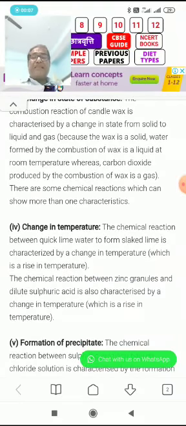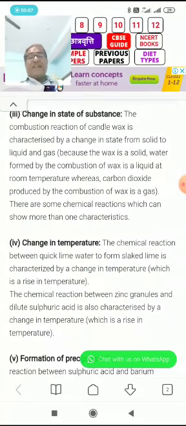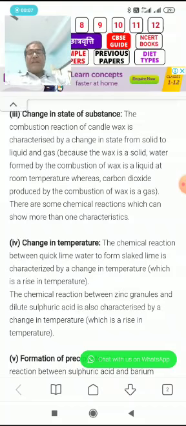Next one is change in temperature. During a chemical reaction, there must be a change in temperature. You have also read the difference between physical change and chemical change: in physical change heat change may or may not take place, but in chemical change heat change must take place. One very common example is the reaction between quicklime CaO with water to form slaked lime Ca(OH)2.